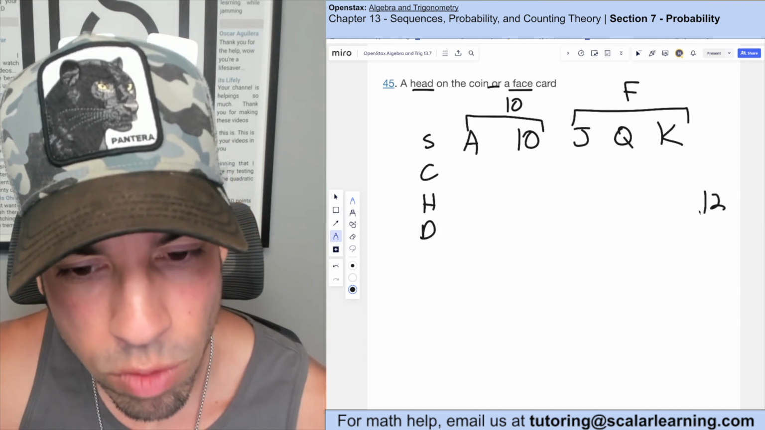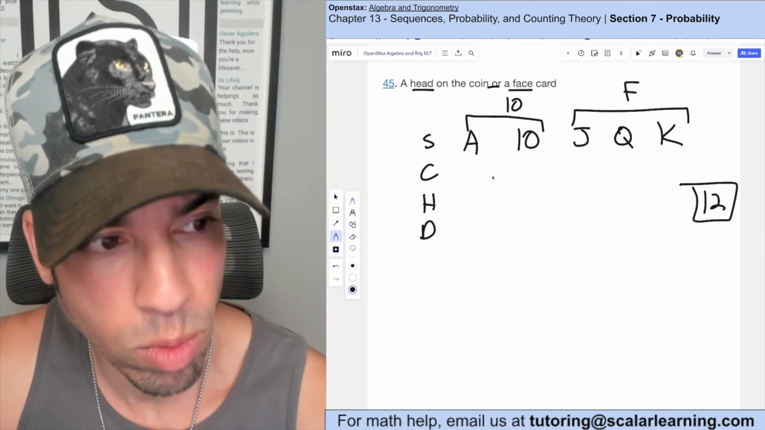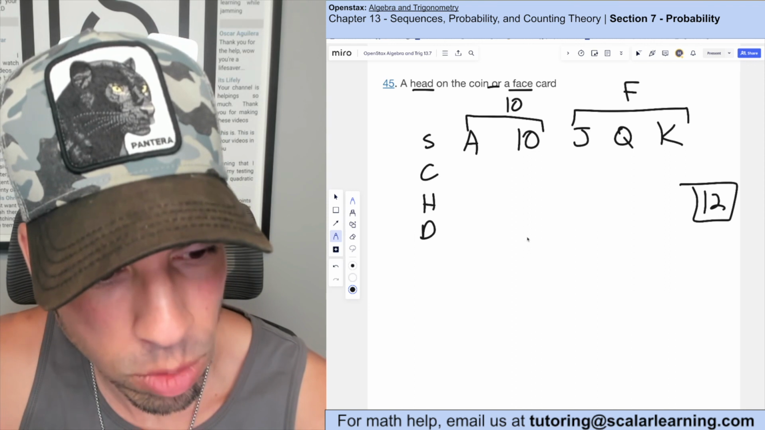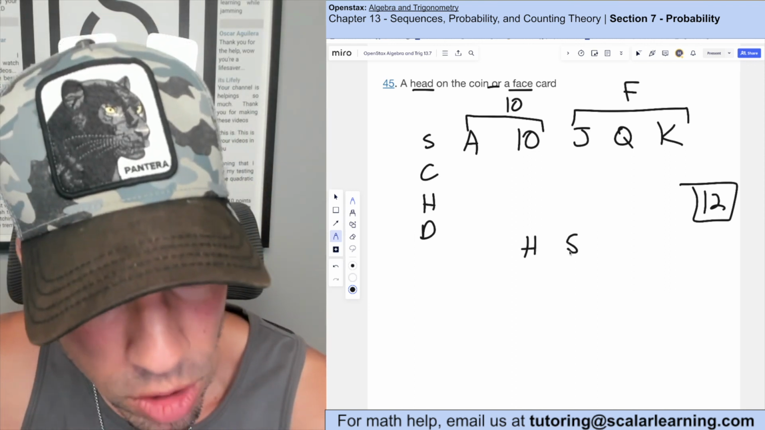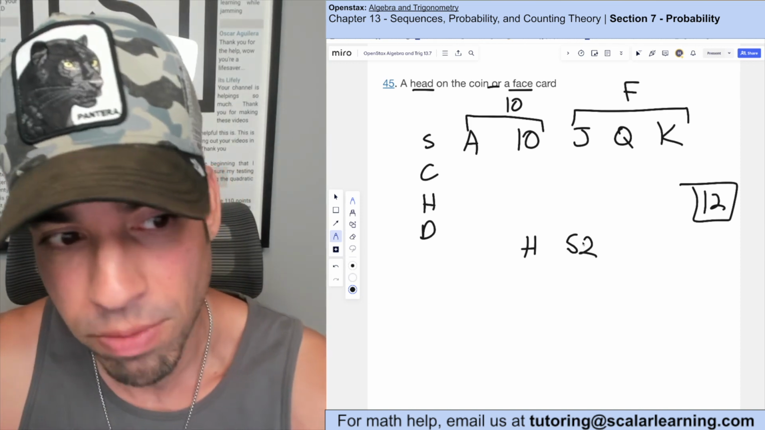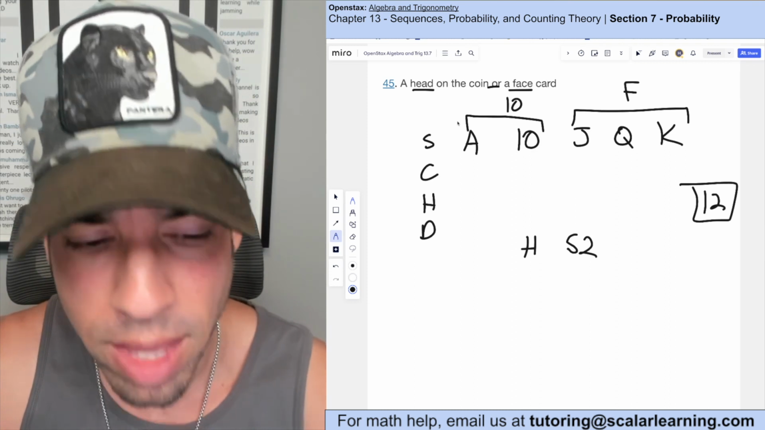That's going to be a total of 12 face cards. So again, we've got two ways that we're going to get possibilities of combinations here. We're going to get heads, and then we have any of those possible 52 cards that we can draw. And here it doesn't matter what we draw, whether we draw a face card or not, because a head alone is going to be what they want. That's what we're looking for, that probability.